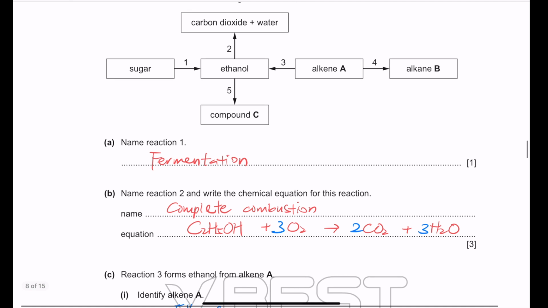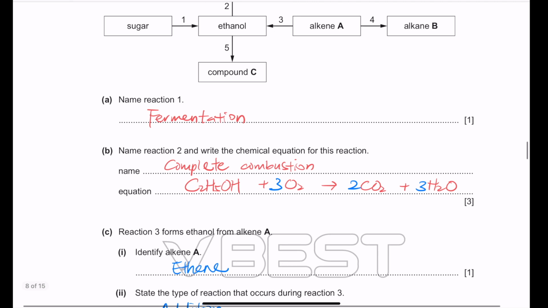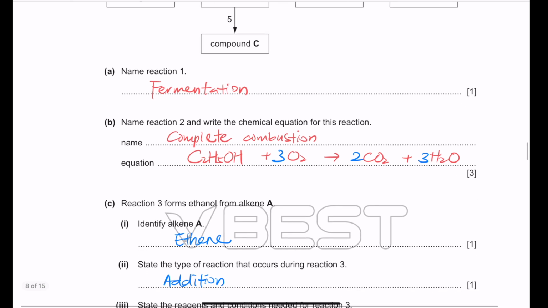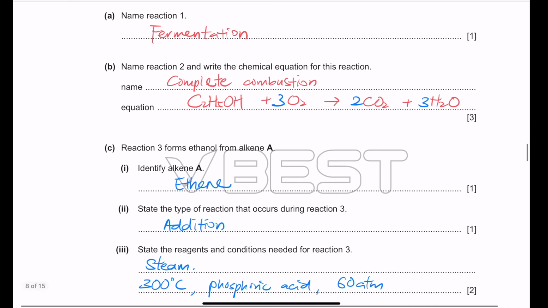So what is alkene A? Let's see, A is formed from what? A forms ethanol, so alkene A will be ethene. Okay, it is called an addition reaction. Remember, alkene reacts with steam to form alcohol. Okay, and what's the condition needed for this addition reaction? So-called hydration again. Okay, reagent, state.